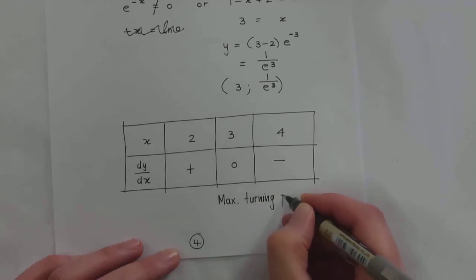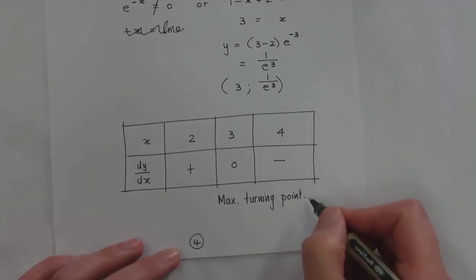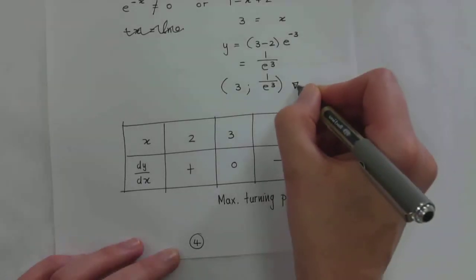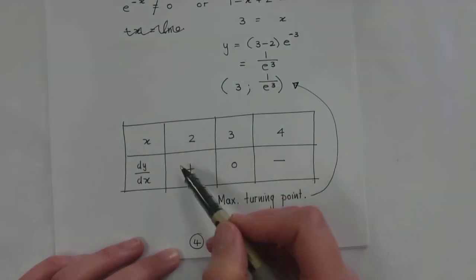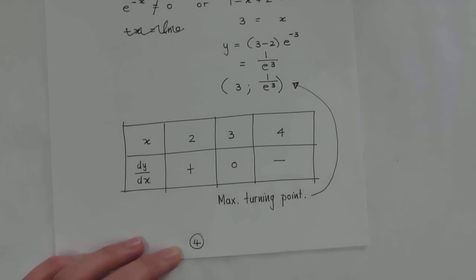So always remember to not only do the table, also remember to write down your deduction. So this point that I worked out there, that stationary point, is a maximum turning point because the gradient goes from positive to 0 to negative, so that's a maximum turning point.